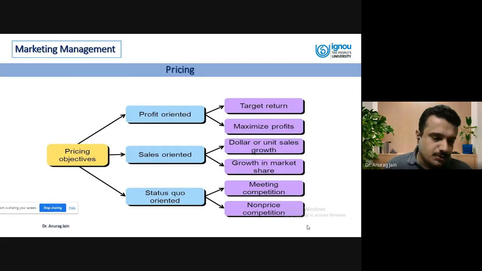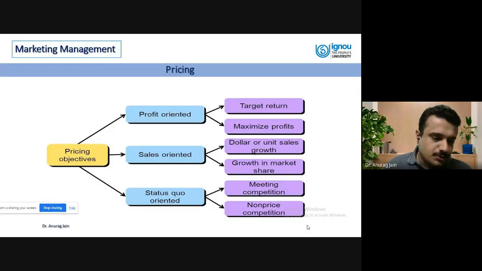You can do it by keeping a target return in your mind, right? Suppose you are selling a water bottle, and you sell 500 units per day, and you want a minimum of 50 rupees per unit or per bottle in a day, and that is a target return which is in your mind. Another profit oriented objective is that you want to maximize the profit.